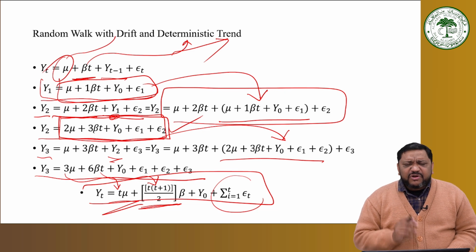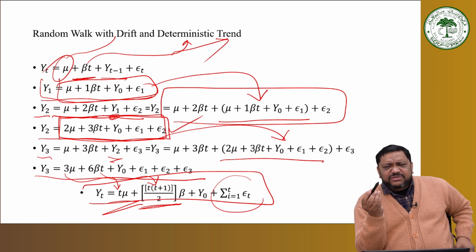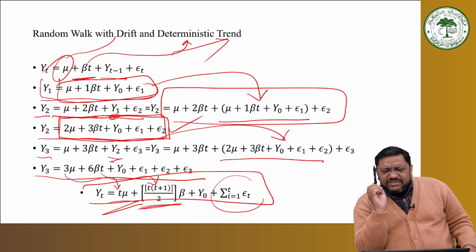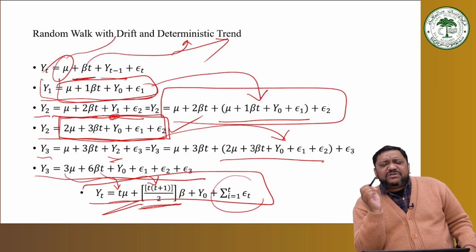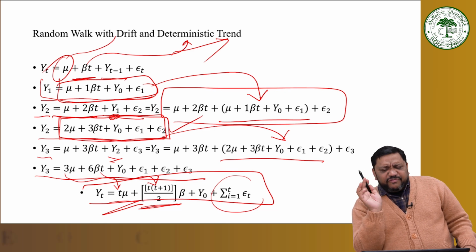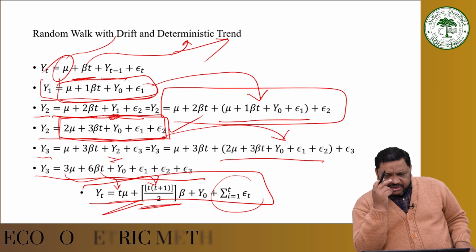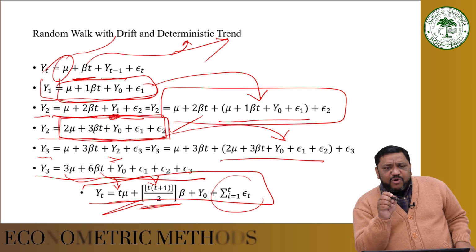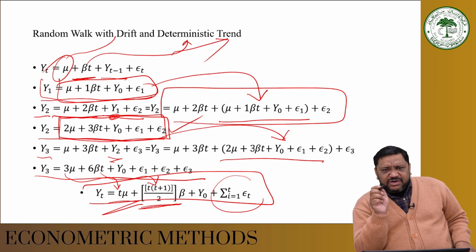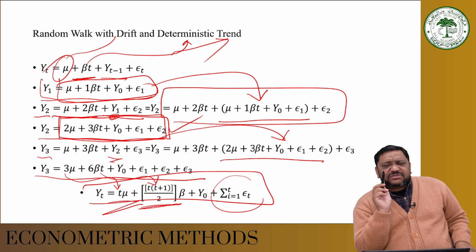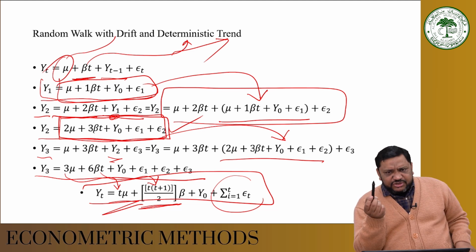One thing to understand: we are referring to its mean, but mu is not exactly the mean of the process. Rather, it is a variable which determines the mean of the process. So the final takeaway from this discussion is that in a random walk model with drift and deterministic trend, the mean of this series depends upon time. So this series is not stationary.